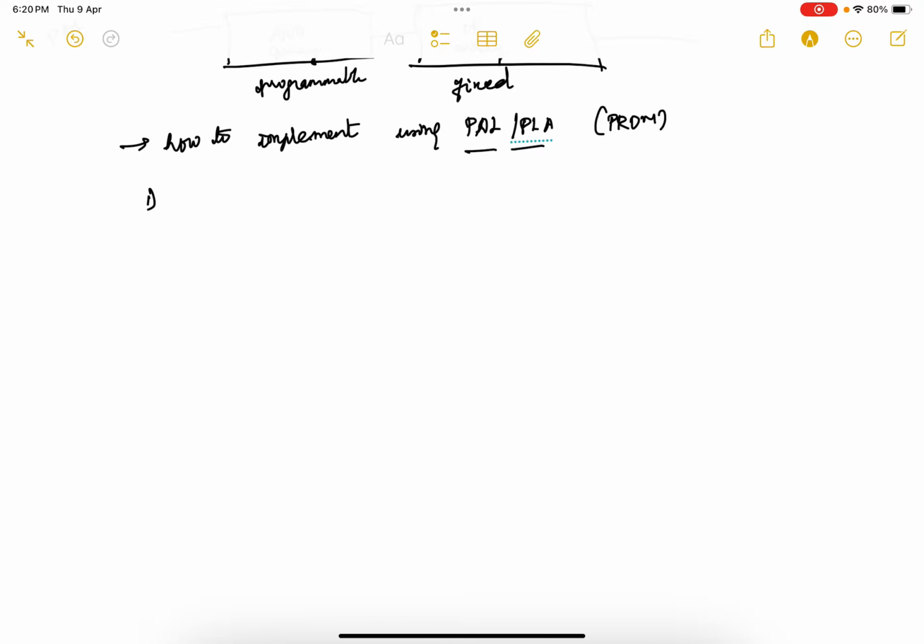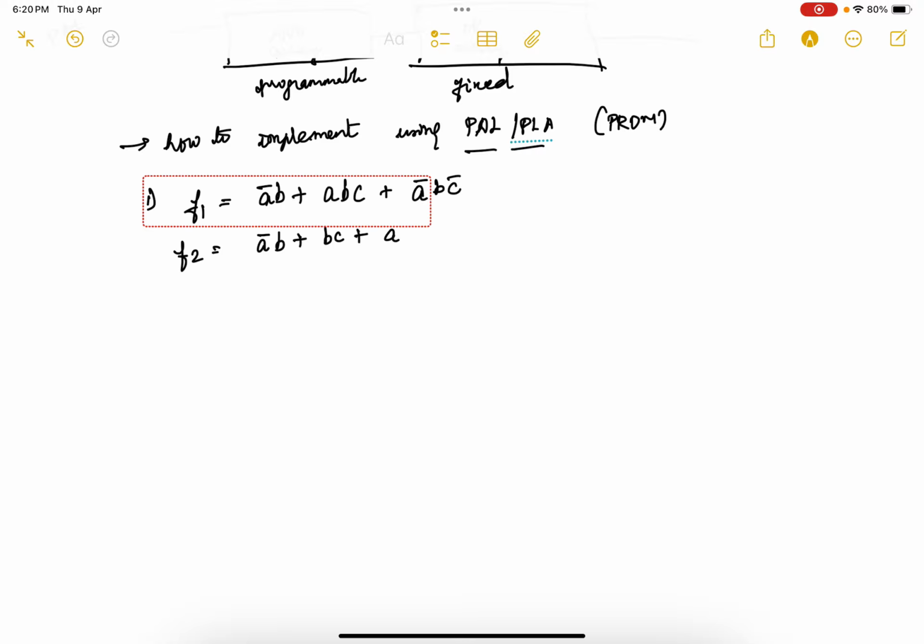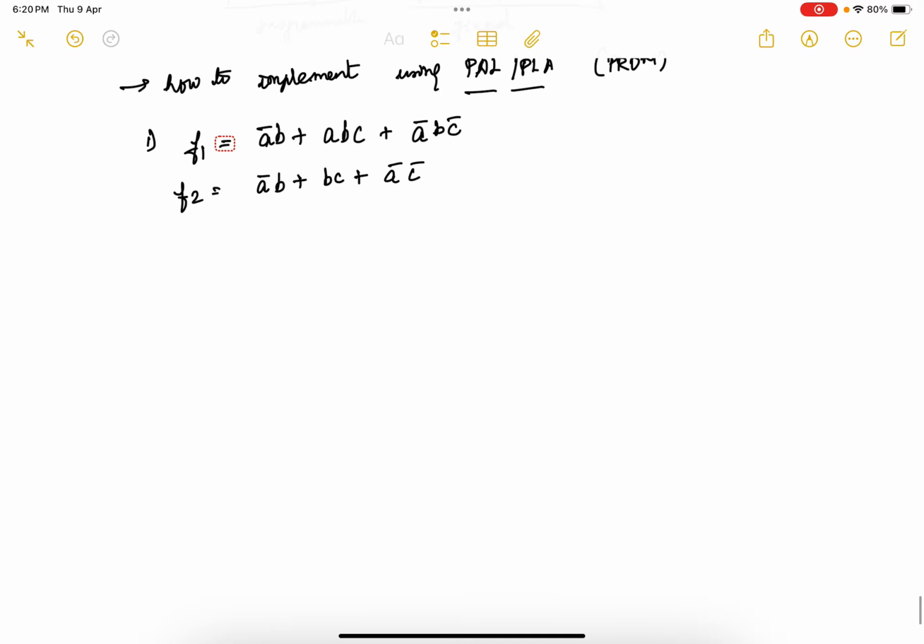First I will take one simple example. For example, F1 equals A bar B plus ABC plus A bar B C bar, and F2 equals A bar B plus BC plus A bar C bar. This is a simple expression given to you, and if you want to implement it using PAL and PLA, how do you implement it?